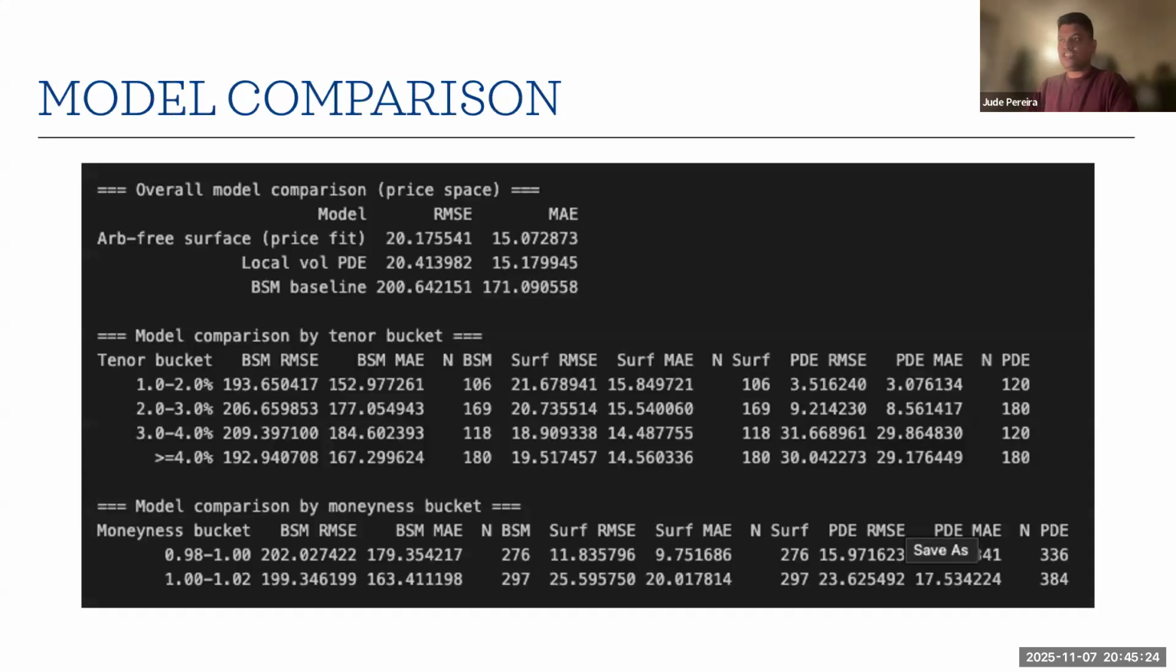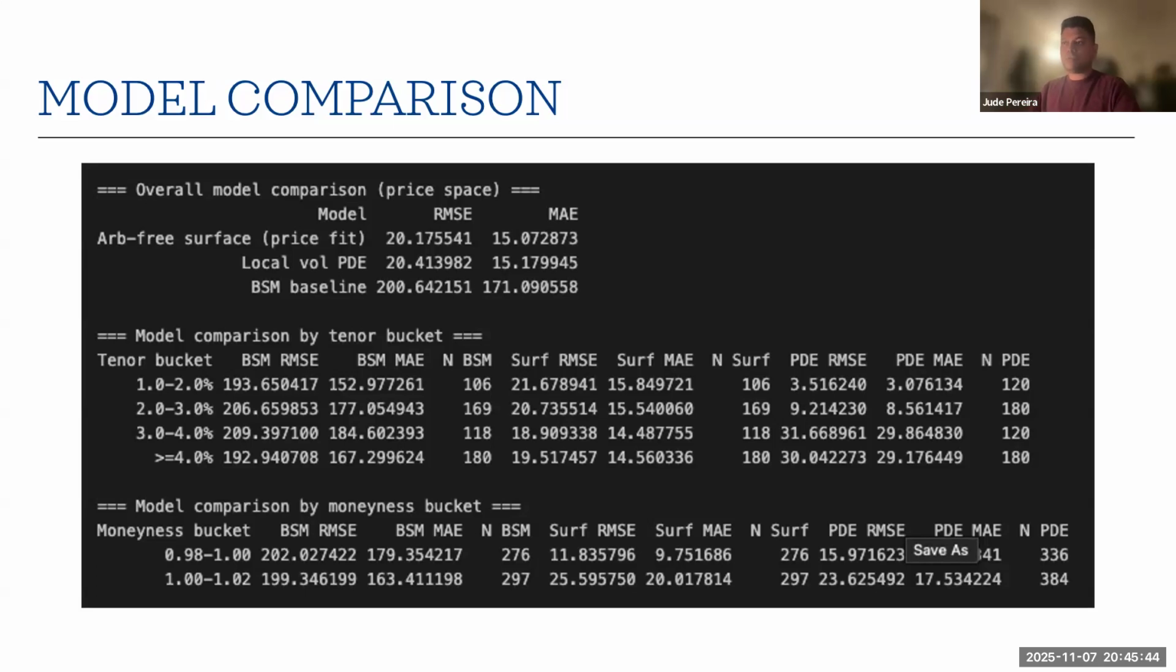So right now we have essentially 3 models. We have our arbitrage-free pricing surface that we fitted. We have the local volatility PDE, the PDE that we use to price our options using the local volatilities. And then finally, we have a BSM baseline, which is just the conventional Black-Scholes baseline. And we see that on average, these 2 models are already performing better than the Black-Scholes model.